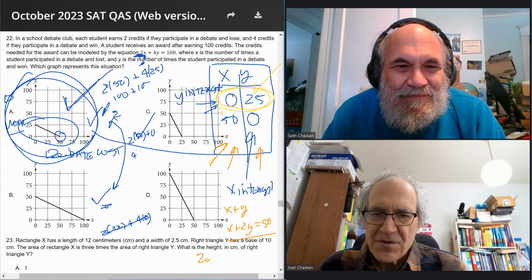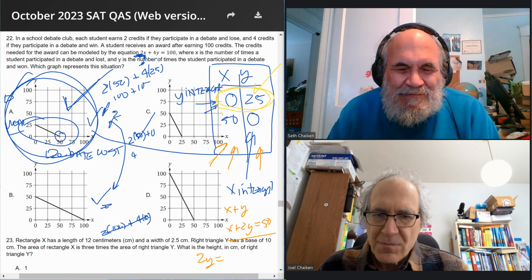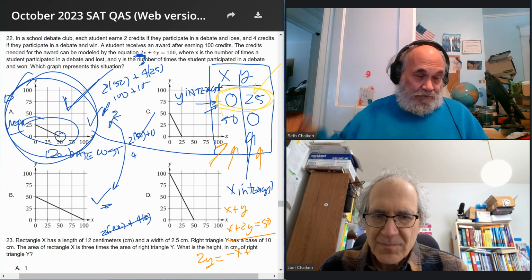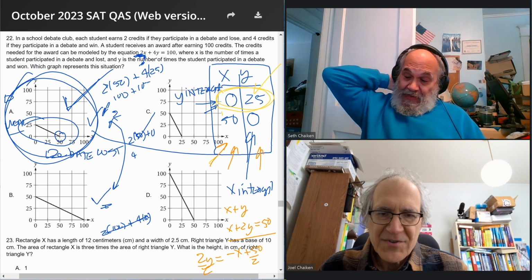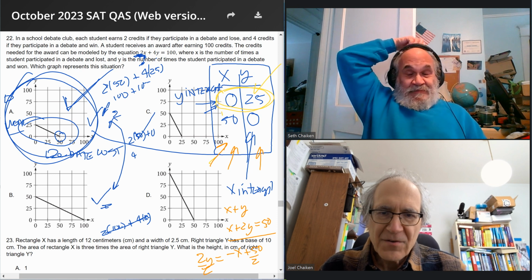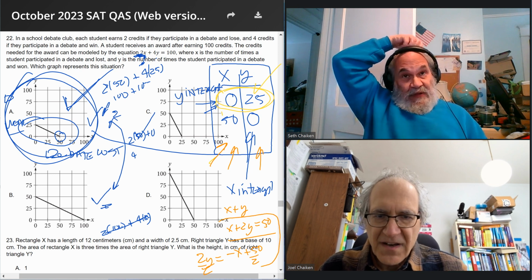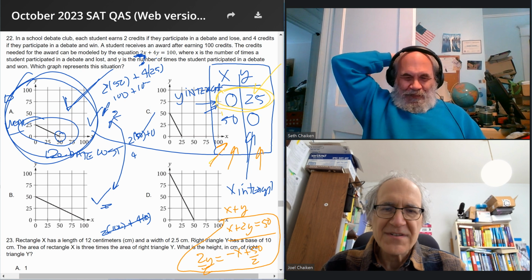That would be 2y is equal to negative x plus 50. Divide by 2, and you realize that the y-intercept is 25. So you could also have done it this way. You could have gotten it into y equals mx plus b form.